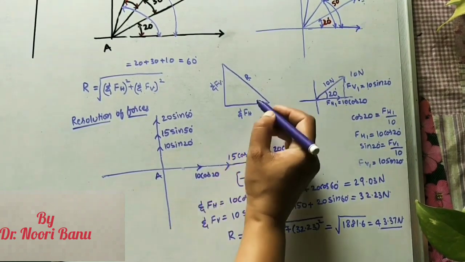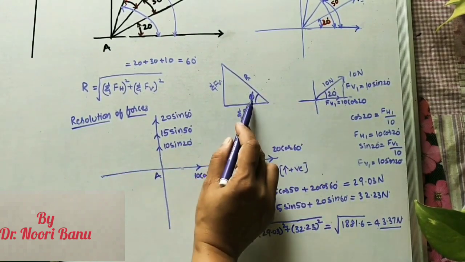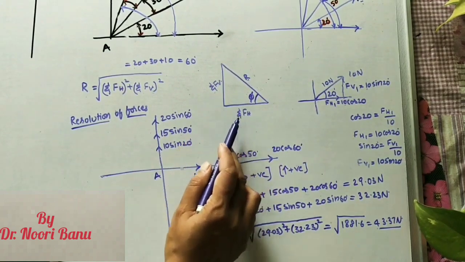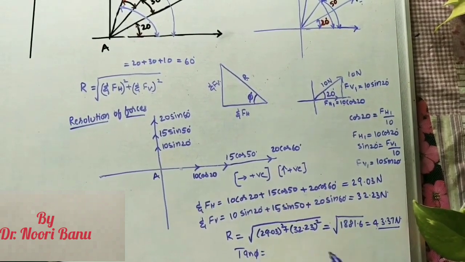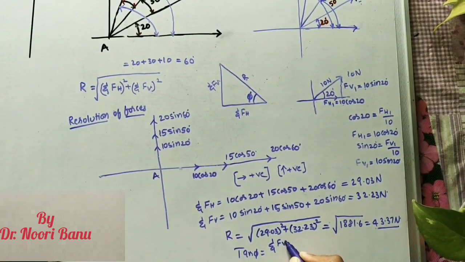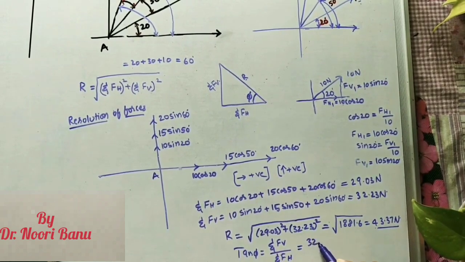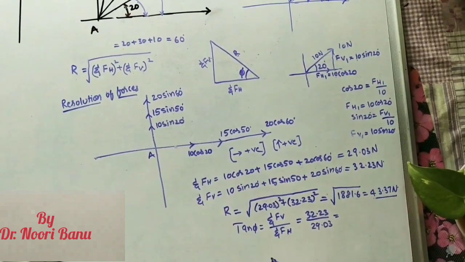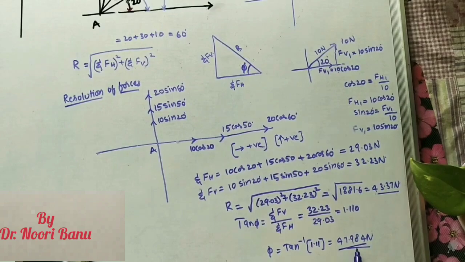Now we have to find the direction of the resultant also. Let us take it as making angle phi with the horizontal. Now how to find phi? By using tan we can find it. So tan phi is equal to, what is the formula for this? Sigma Fv by sigma Fh. What is the sigma Fv value? 32.23 divided by sigma Fh, which is 29.03. We need to find phi. Phi is equal to tan inverse of whatever value is coming. Now phi is equal to this value, 47.98.